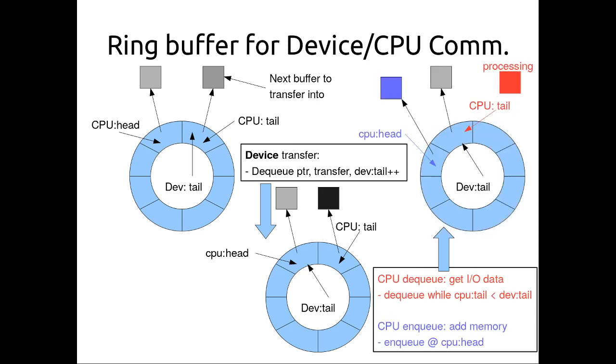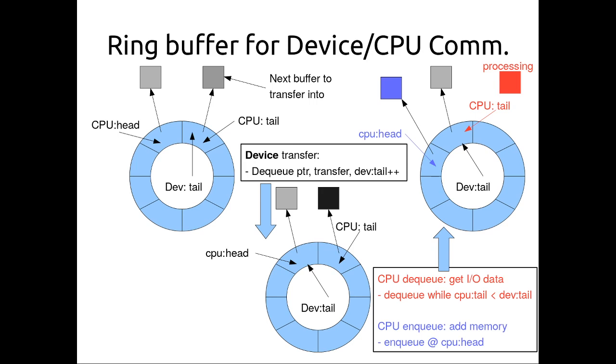So what does the CPU do? Well, if the CPU wants to get data that was transferred from the device, we can see the CPU dequeue operation here that effectively looks at its tail. If the tail is less than device tail, then it will get the data, in this case red, and turn it into red memory, which is being processed. Again, doing something tasty with the data, right?